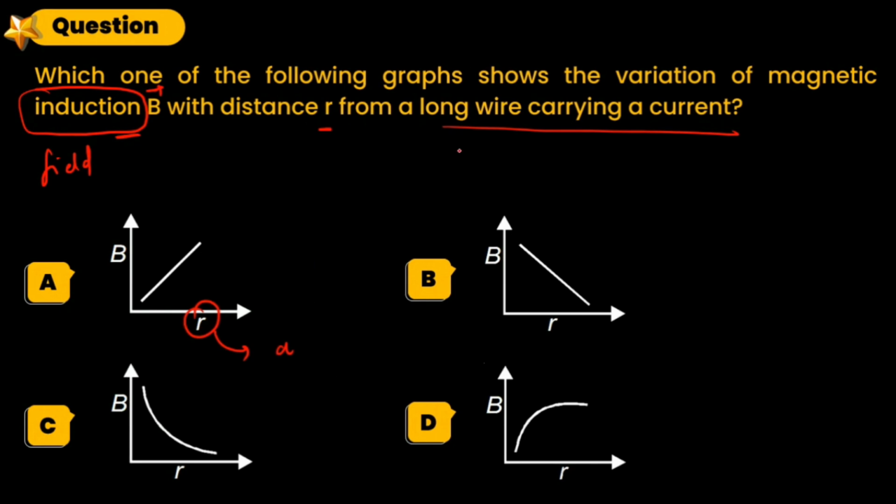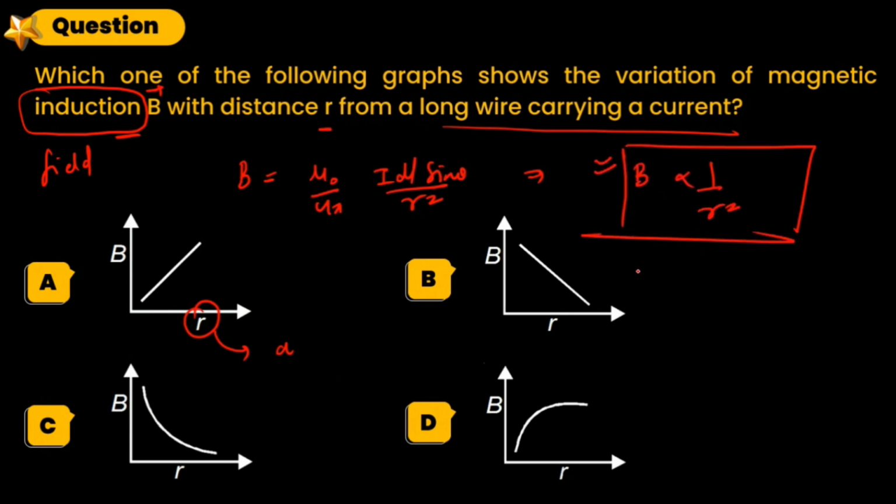So if you look at the formula, how is it supposed to look? What is the formula of magnetic field according to Biot-Savart law? Mu naught by 4 pi IDL sine theta by r square. So can I say that magnetic field is inversely proportional to r square? Yeah. So what kind of graph can we actually observe from this equation?